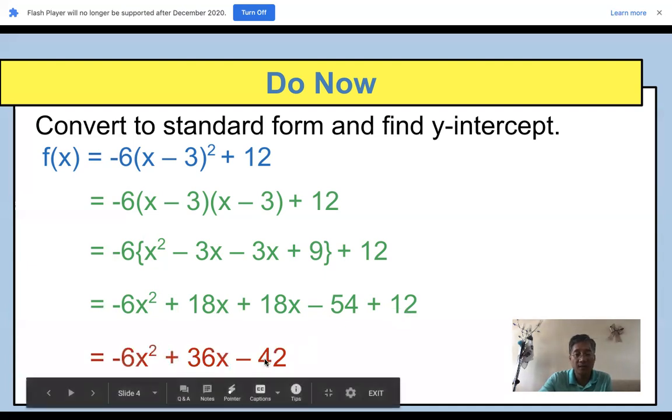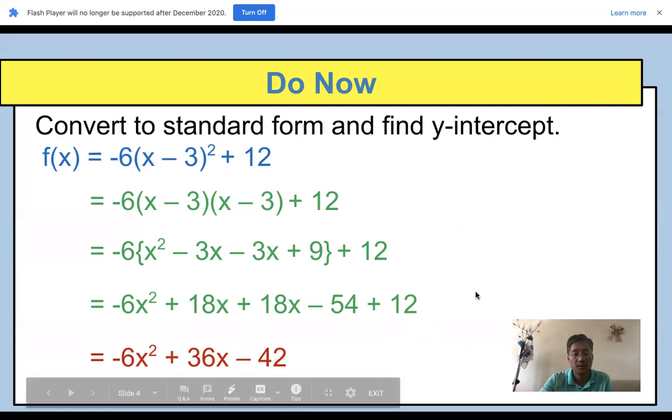So what is the y-intercept? Yes, this number. This C is the y-intercept. So the y-intercept is negative 42. If you draw the graph, because the coefficient of x squared is negative, it will be upside down, right? Downward. The parabola is downward.